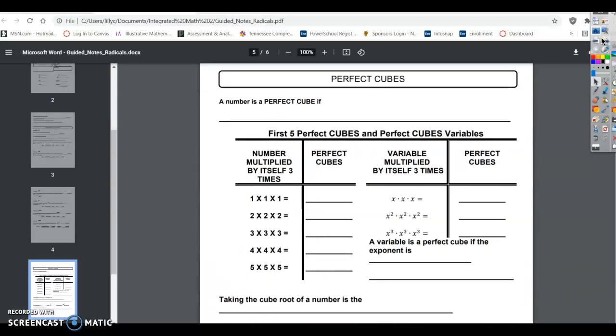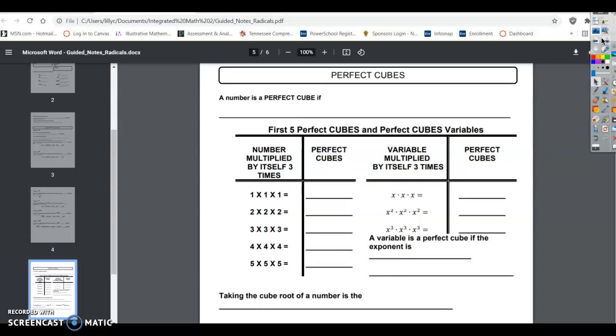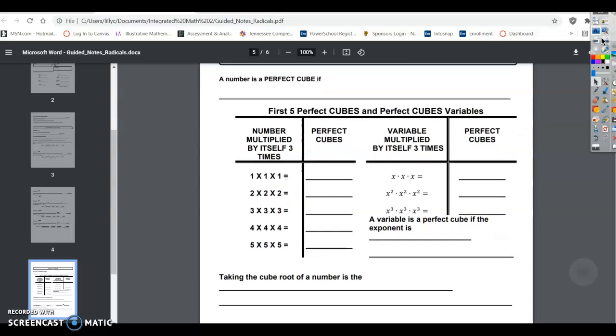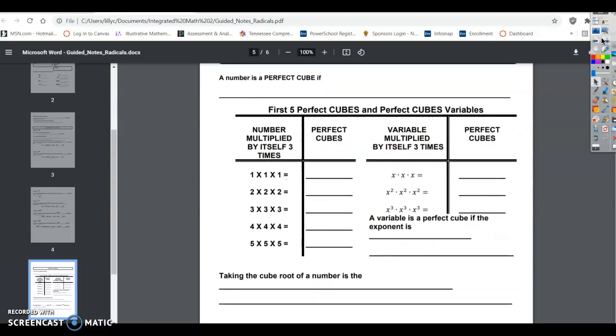All right, the next thing we're going to look at is your perfect cubes. Okay, a cube is a 3rd power. All right, so a number is a perfect cube if it's raised to the 3rd power, or if you have something times itself 3 times. All right, so let's look at our perfect cubes.